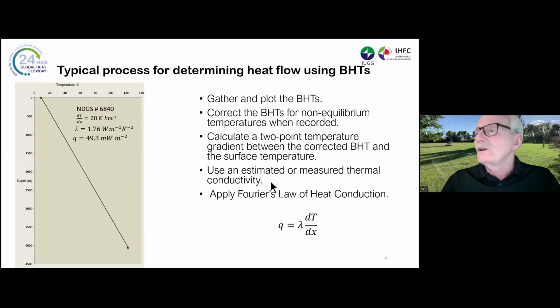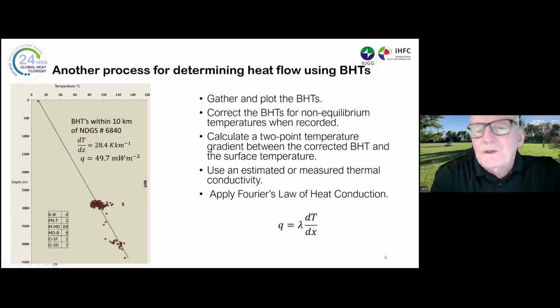Well, we calculate a 2-point gradient, and we're assuming in this case the thermal conductivity is 1.76 watts per meter per Kelvin. That happens to be what was assumed in the geothermal map of North America for the mid-continent area. So it's a pretty standard number. In this case, we get a heat flow of about 49.